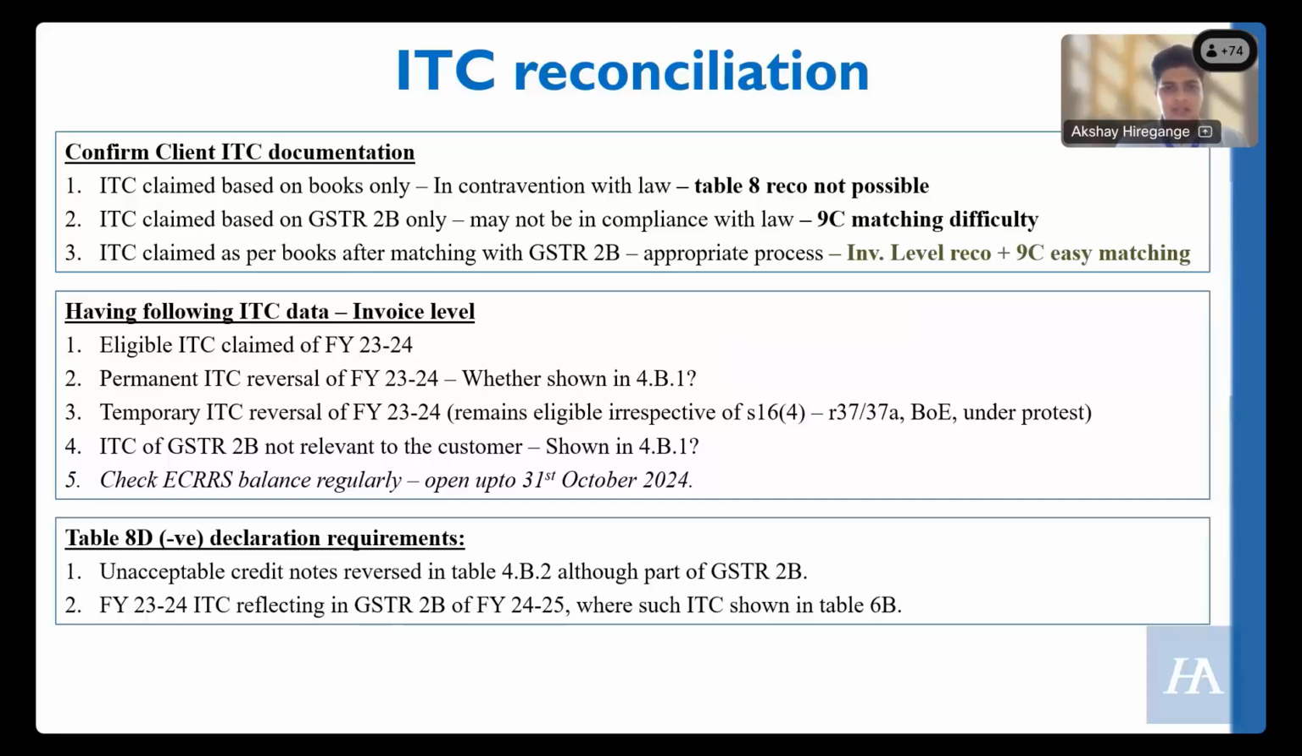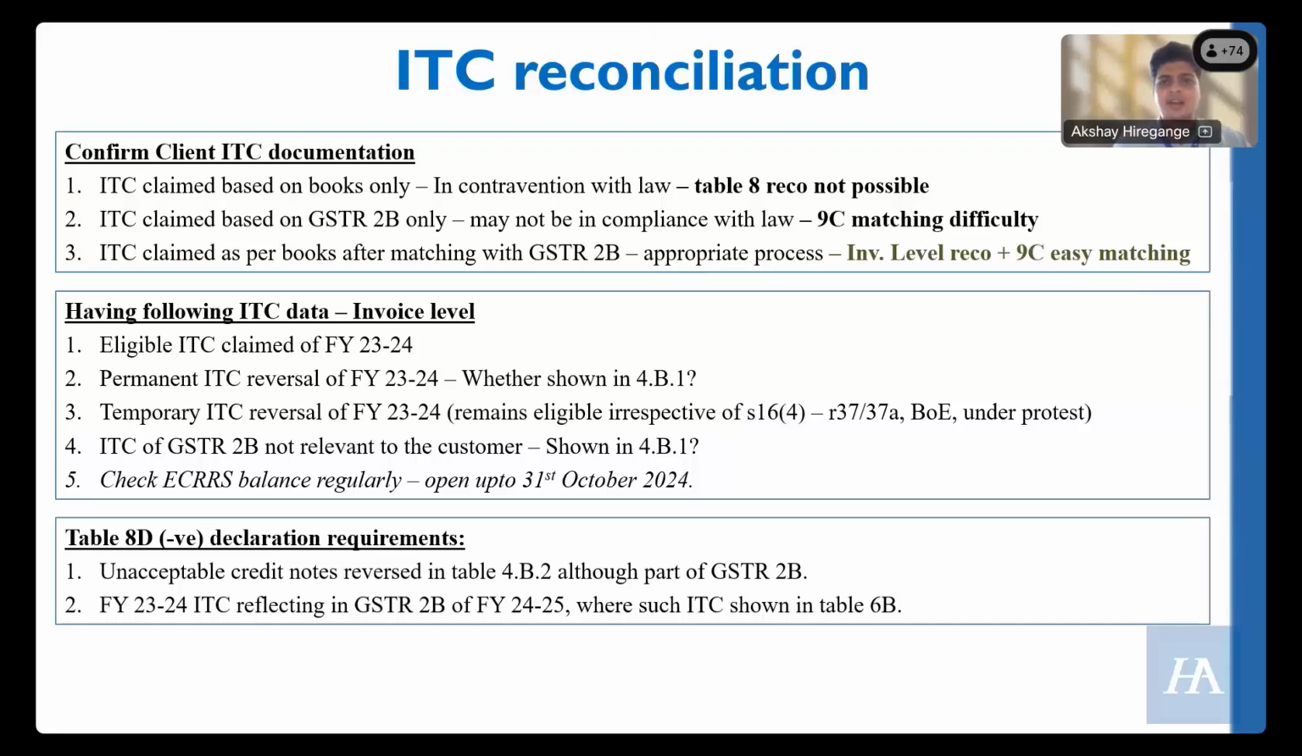So how can we ensure the invoice level data has been maintained? Can we get the details in the following format? Eligible ITC for the year, permanent reversals for the year, temporary reversals for the year, other than those which are specifically in relation to those credits which you can reclaim. That is Rule 37, 37A, Bill of Entry and under protest. Rule 37A is with respect to 180-day non-payment to vendors. Rule 37A, which in my view majority of the taxpayers are not following.